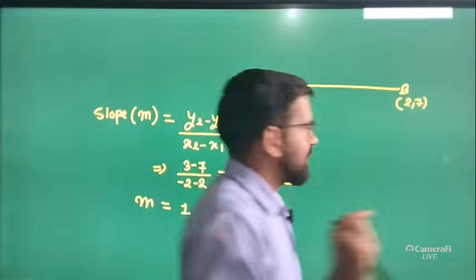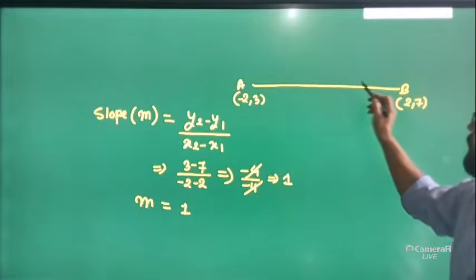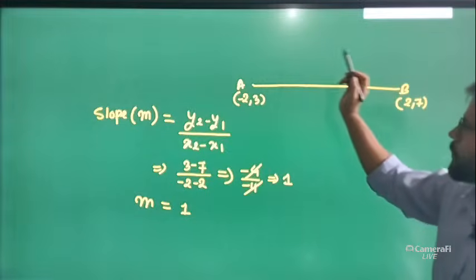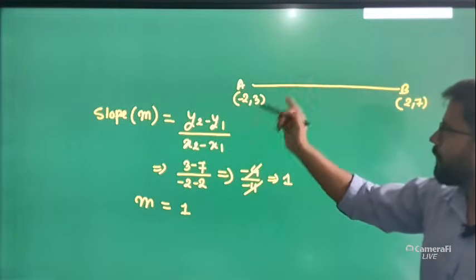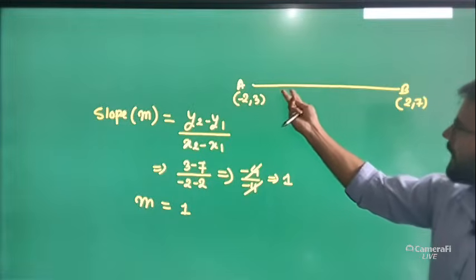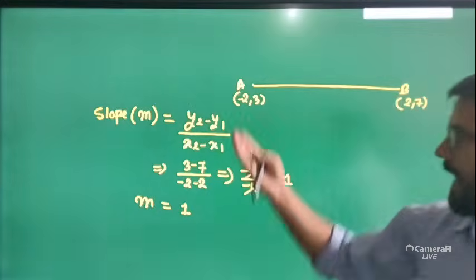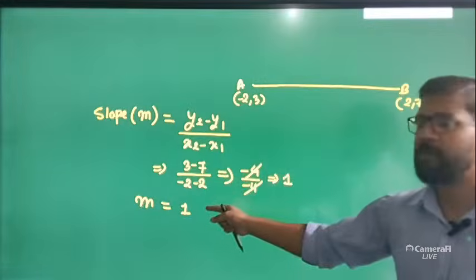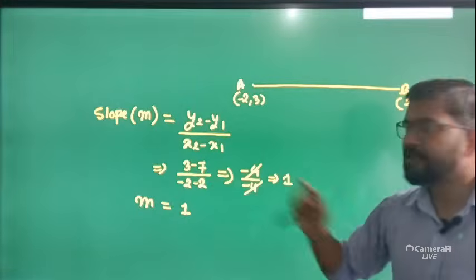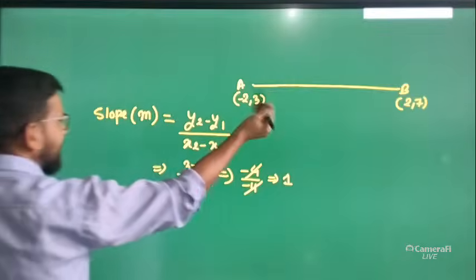Let me tell you one thing. I have told you in class that a line consists of infinite number of points. For finding a slope, we need only 2 points. You can take any 2 points lying on this line and the slope will be the same. From any 2 points you find the slope of this line, it will be the same. So this was the question: find the slope of this line AB.